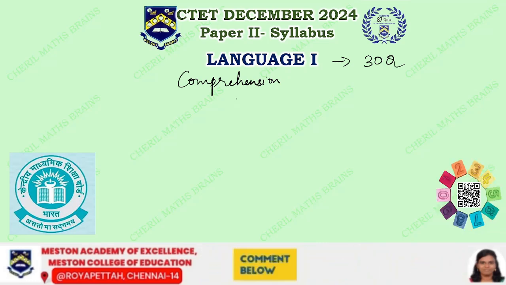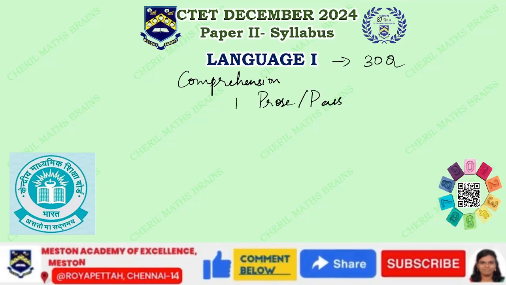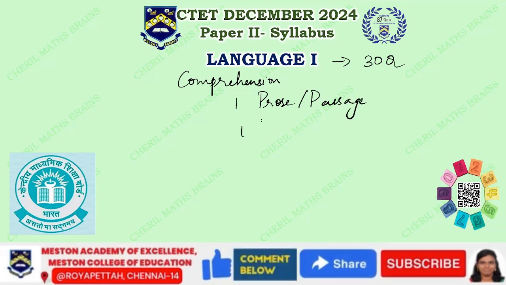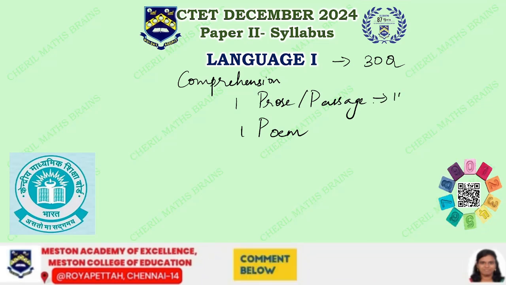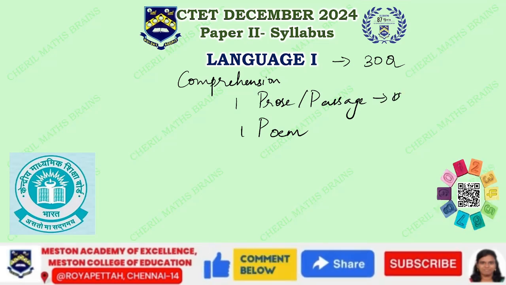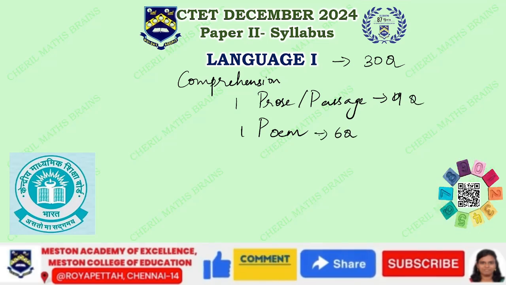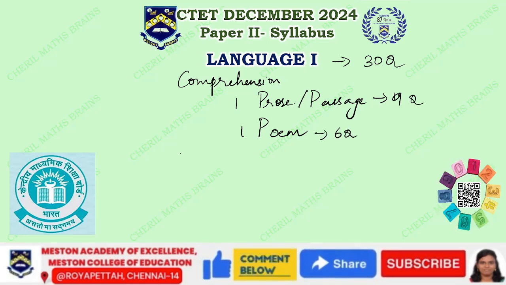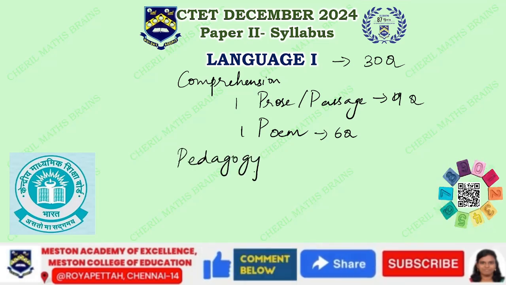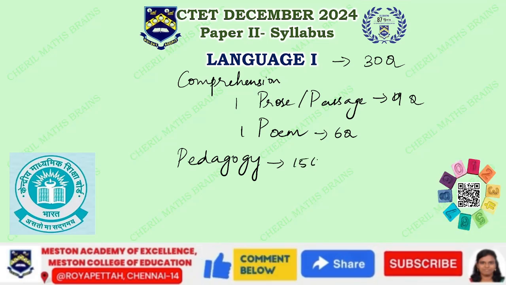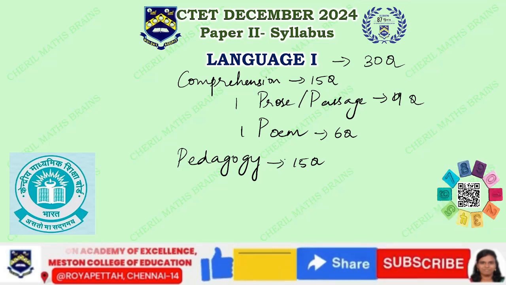Under comprehension, you will have one prose or passage, and one poem. Out of the prose or passage, mostly they ask 9 questions, and from the poem they ask 6 questions. And then you have the pedagogy of language development. Under pedagogy, you will have 15 questions. So comprehension is 15 questions, and pedagogy is 15 questions.